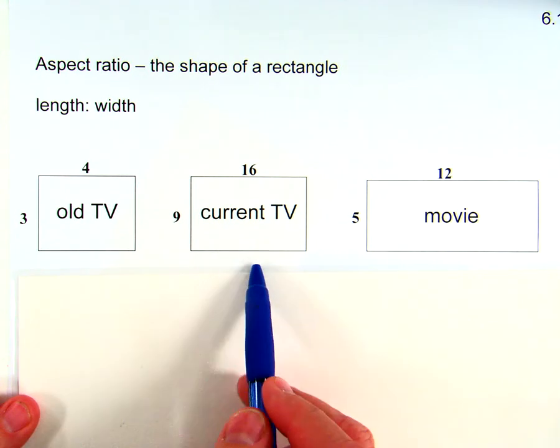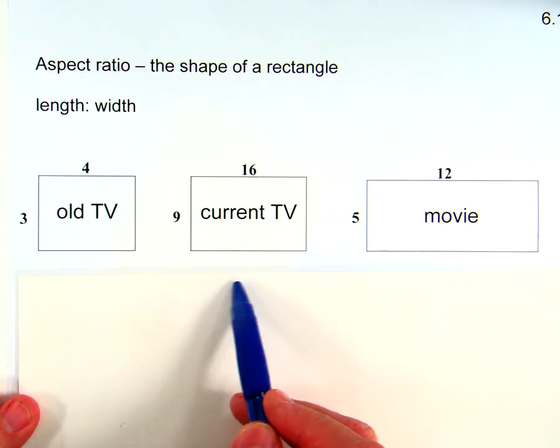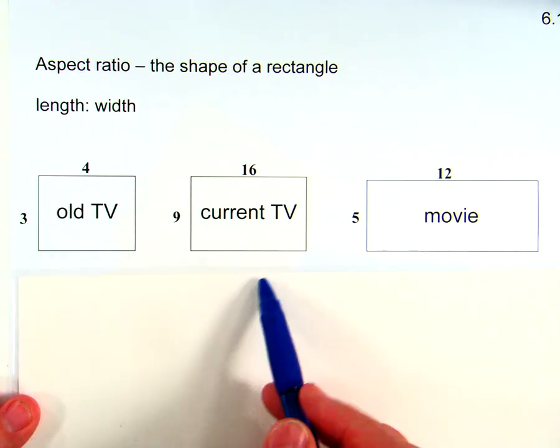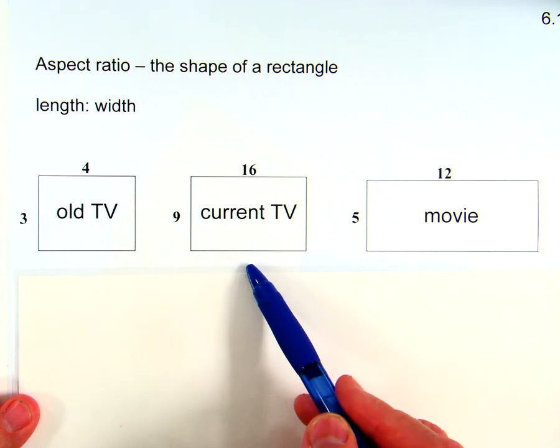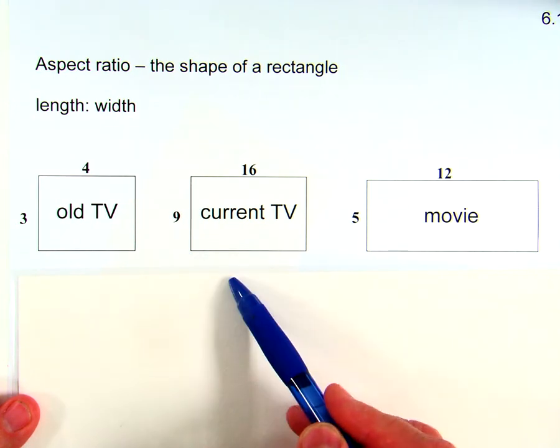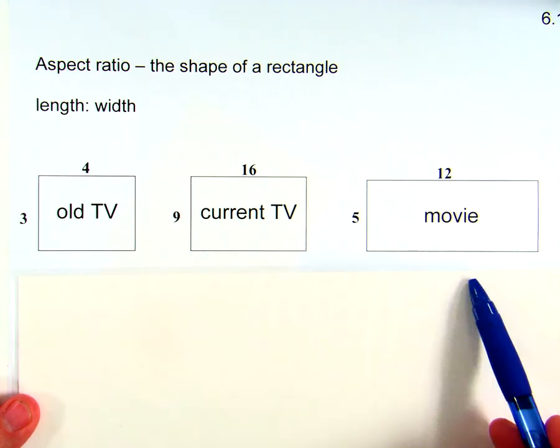Our current TVs are no longer dependent on the cathode ray tube and can get much larger. They are now in the aspect ratio 16:9, which many filmmakers think is a more pleasing shape to be able to get the types of things they usually put on TV. Movies are even longer and narrower. Most of them are 12:5, although that is not standardized.